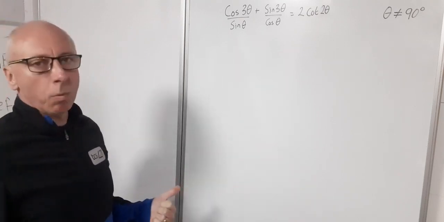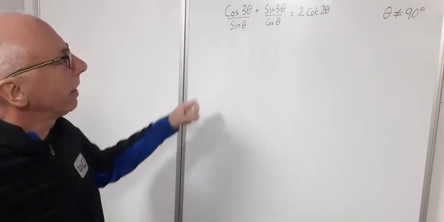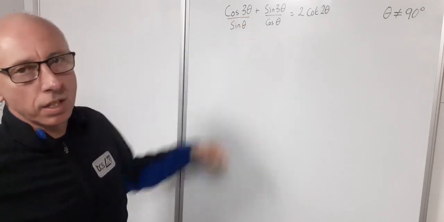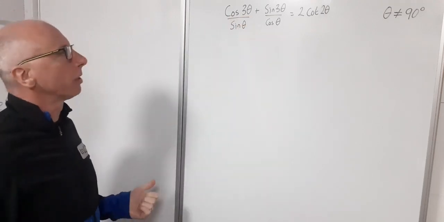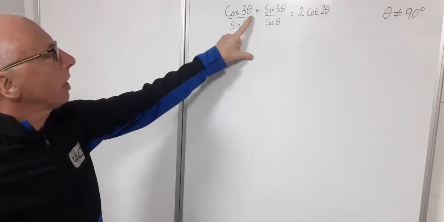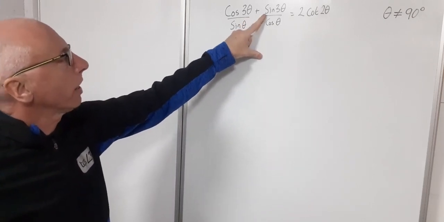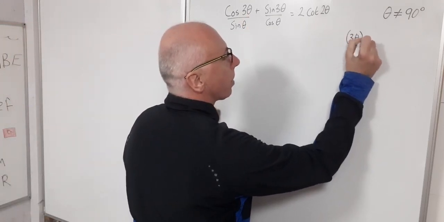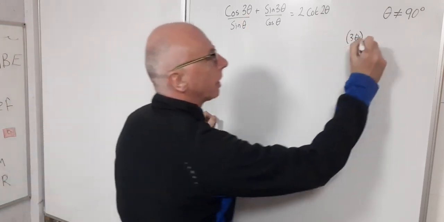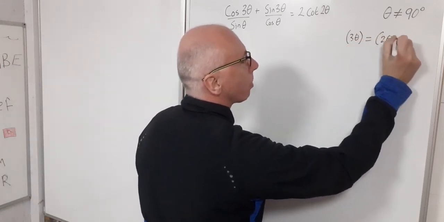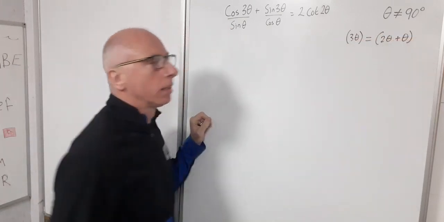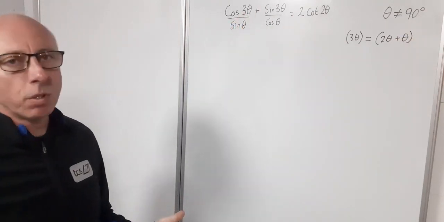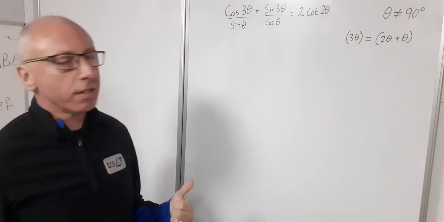So what we want to do here is use some trig identity to break down cosine 3 theta, because sine theta, cosine theta, that looks fine as it is at the moment. If we have a look at the input, we've got 3 theta. Now we could write that as 2 theta plus theta, and that'd be fine to write in the input. So therefore we can use the sum rule for cosine and sine.